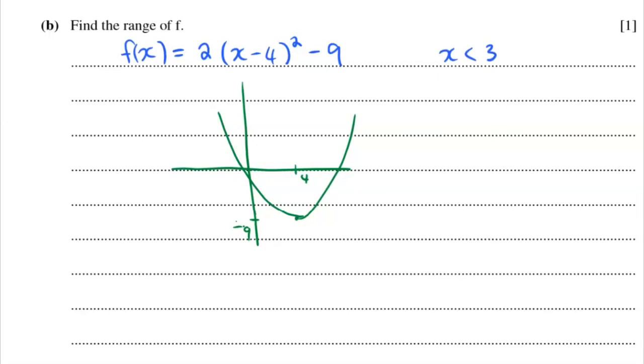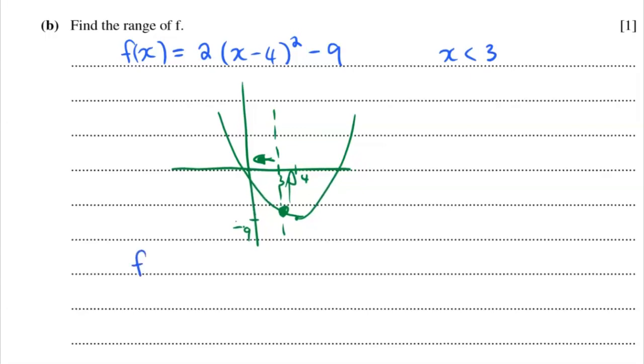And we're also told for the domain that x is less than 3. So wherever 3 is, here's 3. x is less than that. So let's put a line there and go, well, they're the only valid values for the domain. So now we know this. If we find this point on the function, well, the range is going to be all the y values above that point. And that's it.